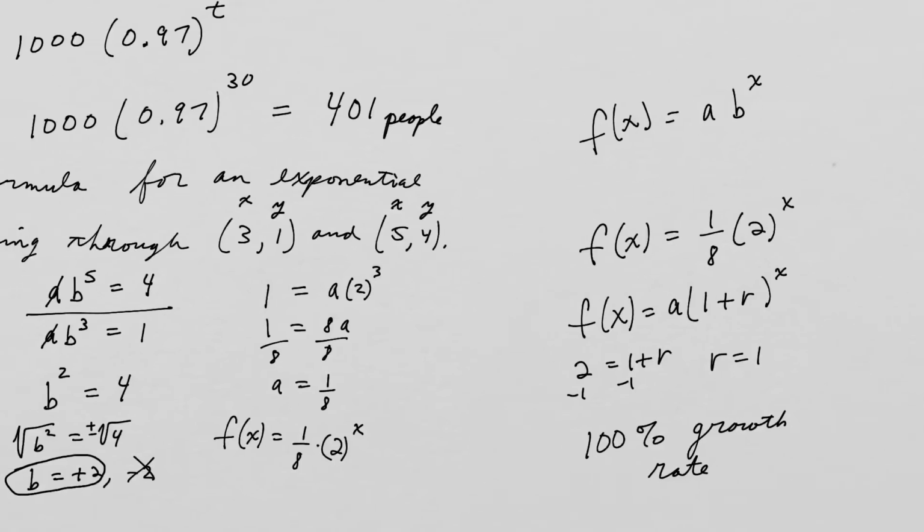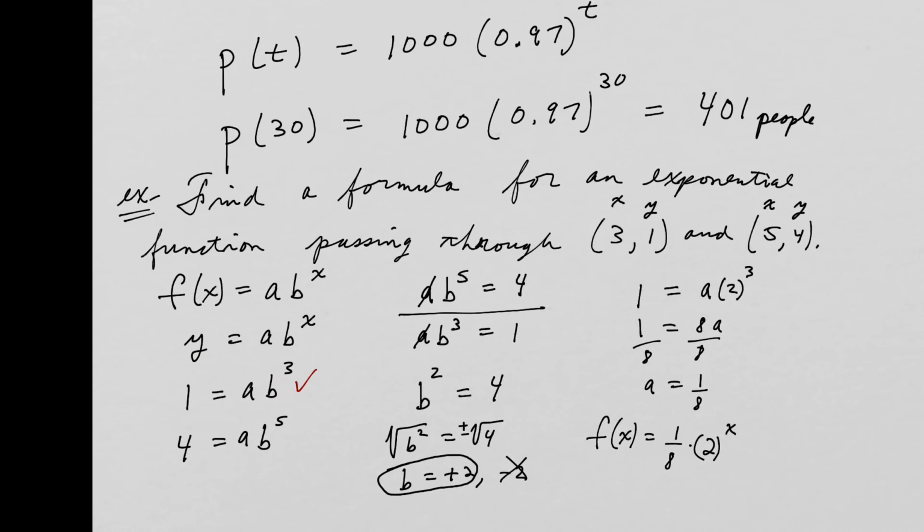Okay, but the key thing here was to assume it had this form, f of x equals a times b to the x, and then we had to plug in the two values for x and y, the 2 points that we had, and then we were able to solve. We had 2 equations with 2 unknowns. We were able to solve for a and b. And once we have a and b, we're done. We have our exponential function. Okay, here's another example.